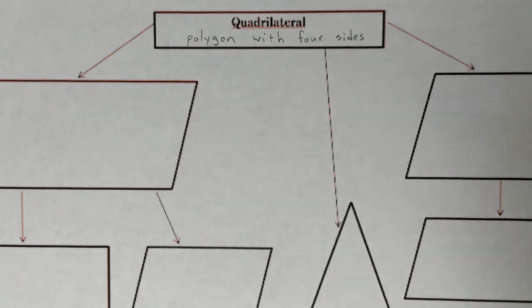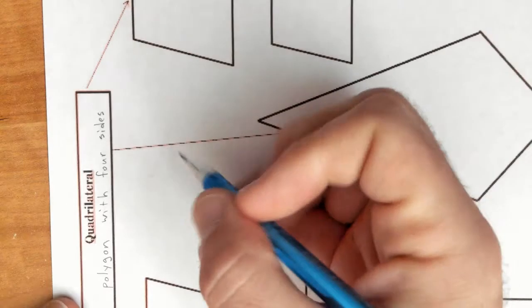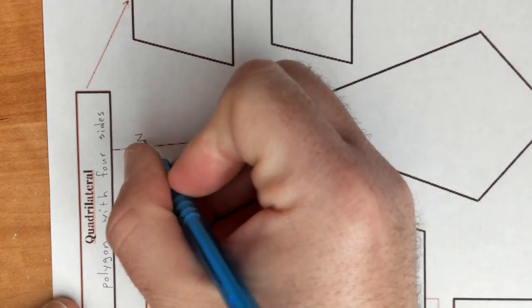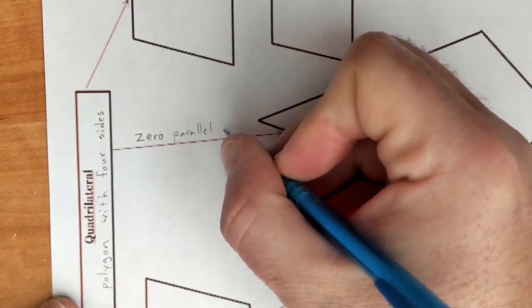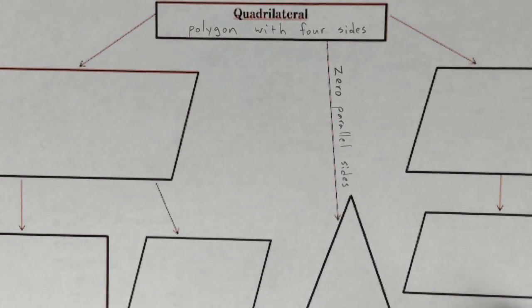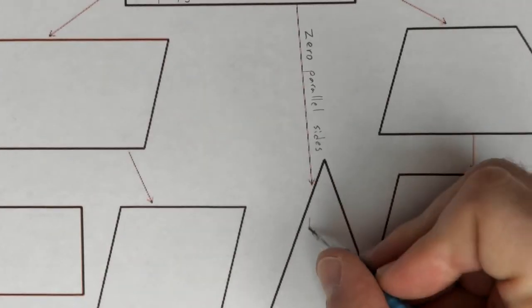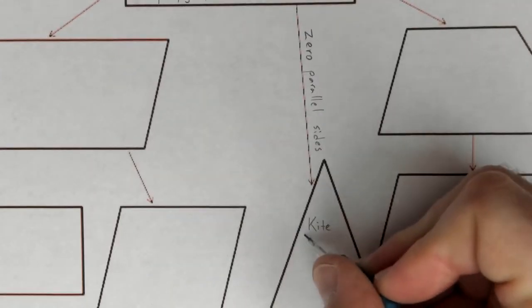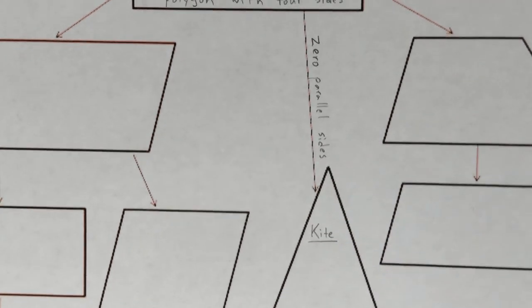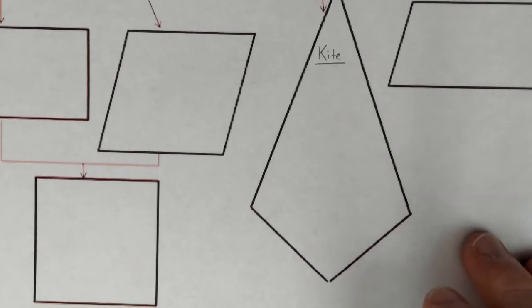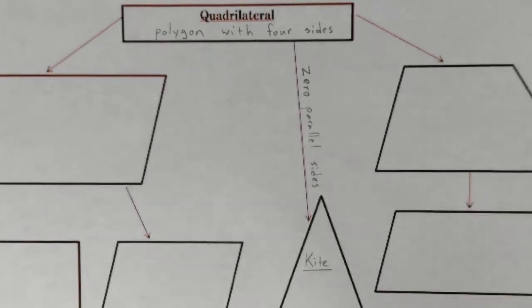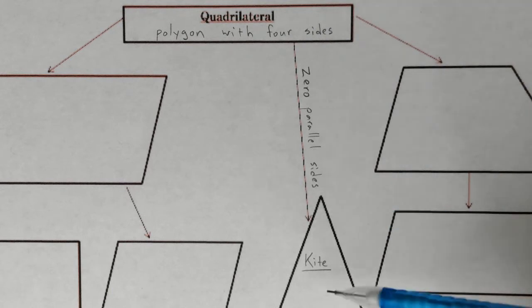Now, if it has 0 parallel sides, I'm going to turn this around. 0 parallel sides. So none of the sides are parallel. Then you're going to travel down here because you have a kite. A kite. Which a lot of you are going to look at and say, yeah, it's an upside down kite. Well, yeah, that's why we call them that. A quadrilateral with 0 parallel sides is a kite.